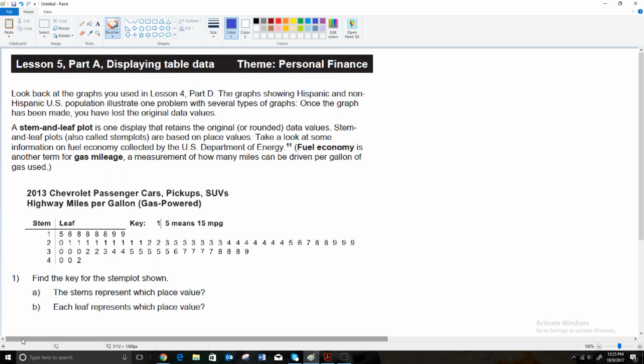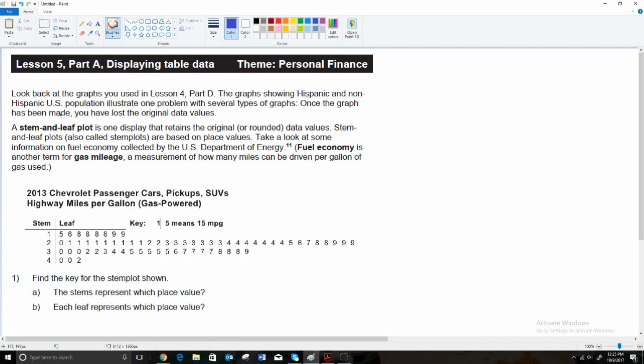Hi class, we're back with unit 5, lesson 5, part A, and we're talking about, again, the theme of personal finance, and in this case we're going to be talking about how to display data in a table.